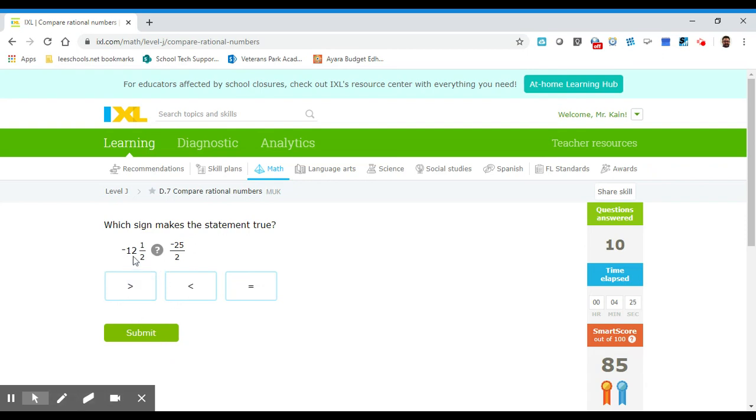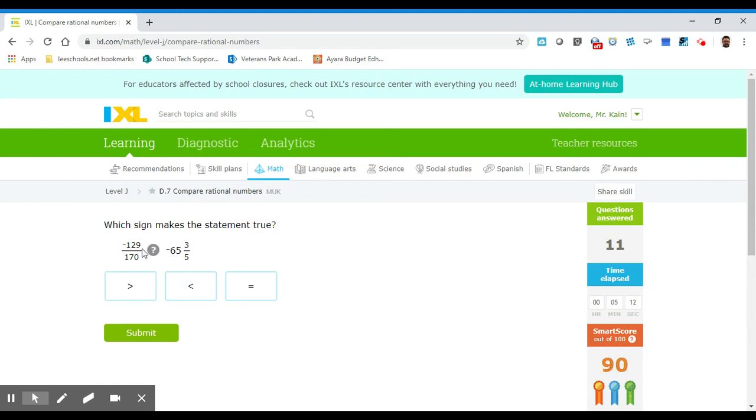They're both negative. We know this is negative 12.5. If you take negative 25 and you divide it by 2, you're going to get negative 12.5. So this and this are equal to one another. That is equal. Okay, let's jump up again. We already did a few of these mixed numbers. Okay, let's jump into this one here.